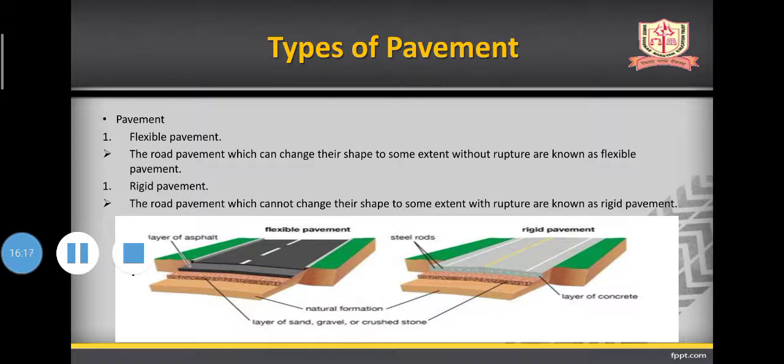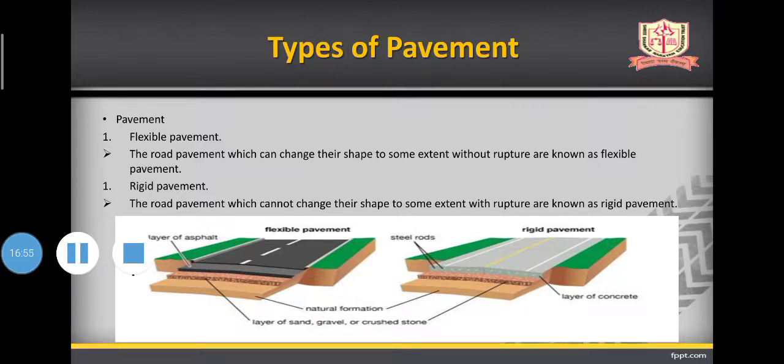Means in a flexible pavement, it can change its shape because of the traffic load or the weather condition, but it will not break easily. But what is a rigid pavement? The road pavement which can't change its shape to some extent, with rupture, is known as a rigid pavement. Means the rigid pavement cannot change its shape because of the vehicular load or the climatic condition, but it will break, means it will form a rupture.